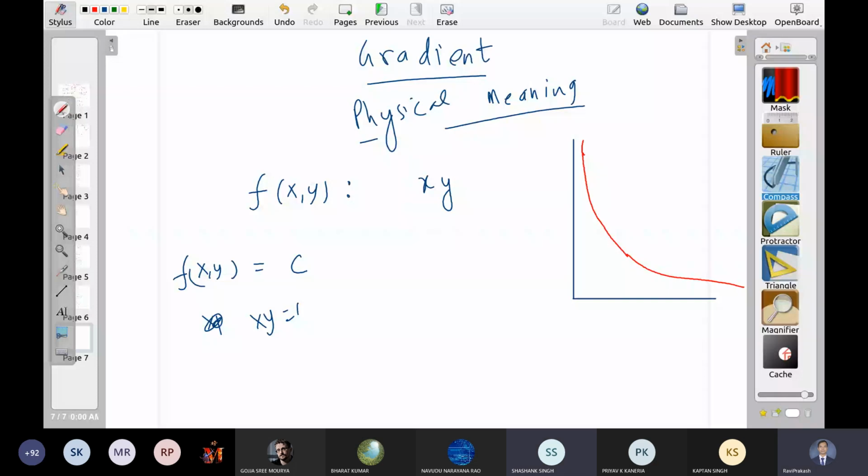Now xy is equal to 2. What is this function? Where will this be? It is next to it. Something like this. xy is equal to 3. Like this. Okay. Since time is up, we will continue from here in the next class.